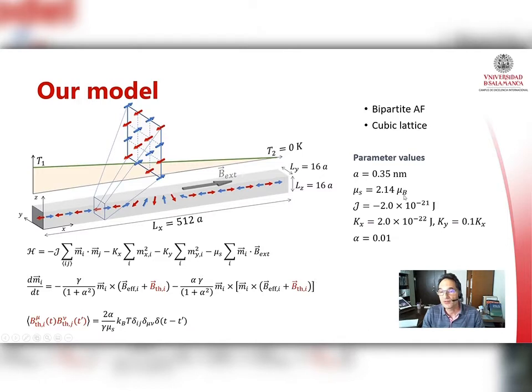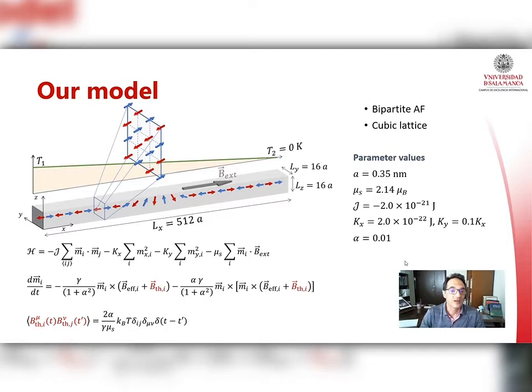And we choose the following material parameter values for the lattice constant, atomic magnetic moment, and exchange constant. For the anisotropy, we take a pretty large value for practical purposes so that the domain wall is narrow and the computational study is not so time consuming. The secondary anisotropy is 10 times smaller, and alpha is 10 to the minus 2.